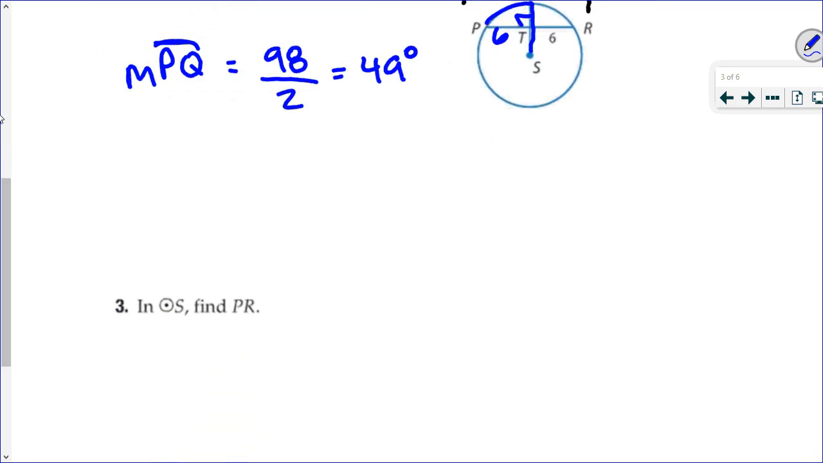Here. And then they ask us to find, in circle S, PR. Well, that radius is perpendicular to the chord, so that means it bisects it. So 6 plus 6, which means PR is equal to 12.